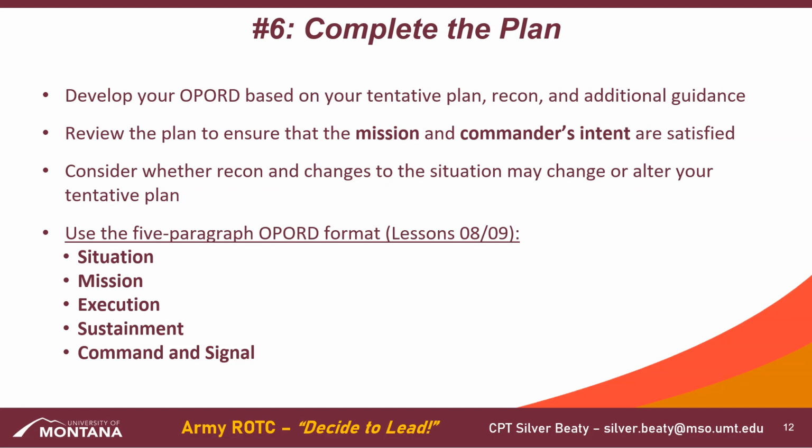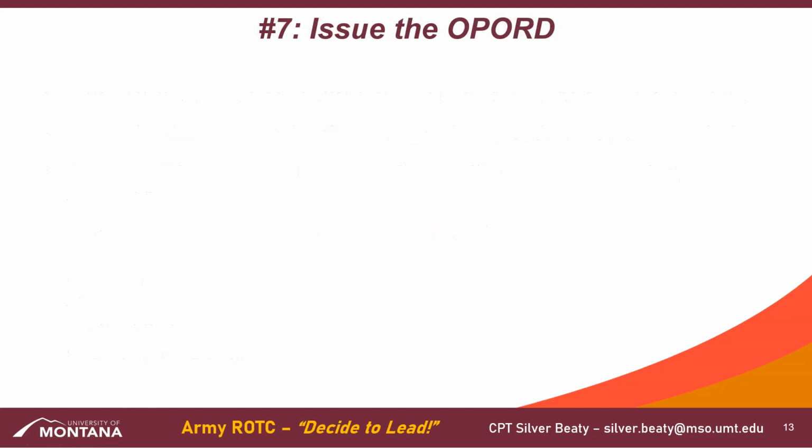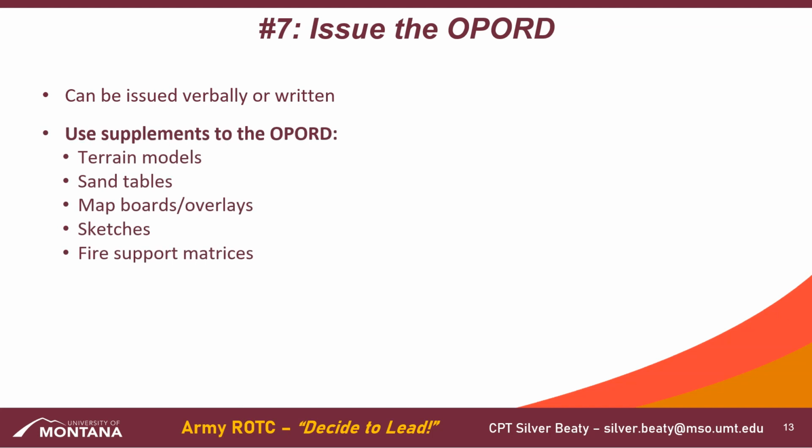All right, so we've completed our plan. Now we're going to issue that op order. This can be done usually either verbally or written. If you're thinking again from an ROTC perspective, you are likely receiving a mission and giving a mission out on a 6 lane verbally, right? So you're going to use different supplements.